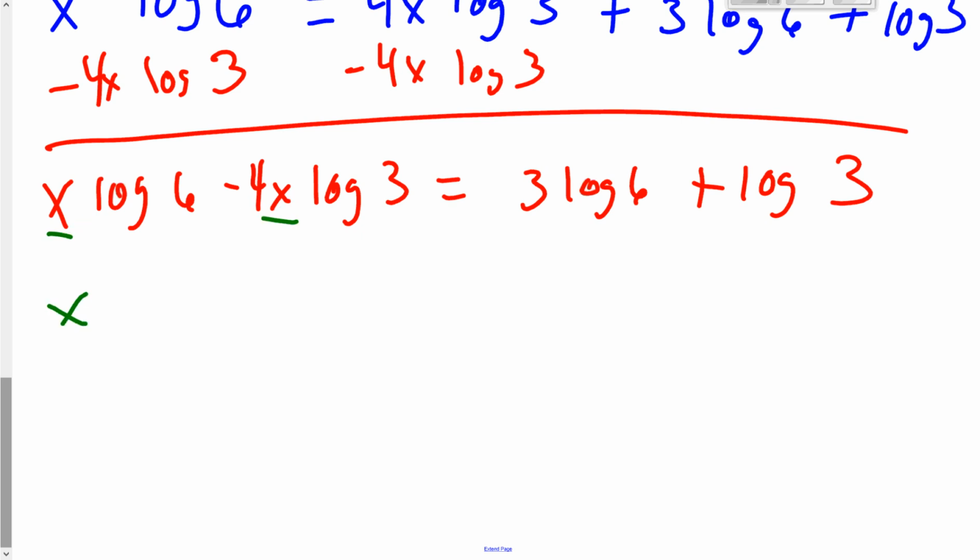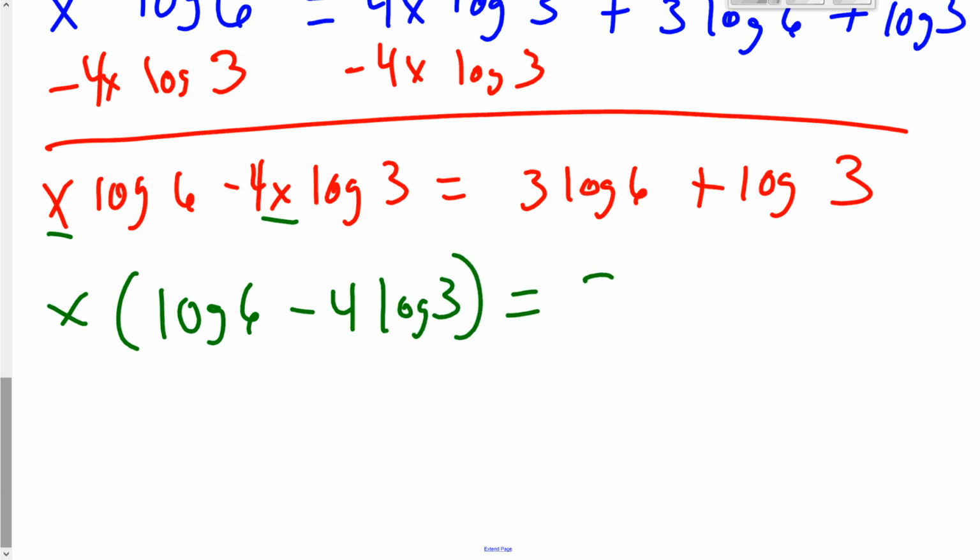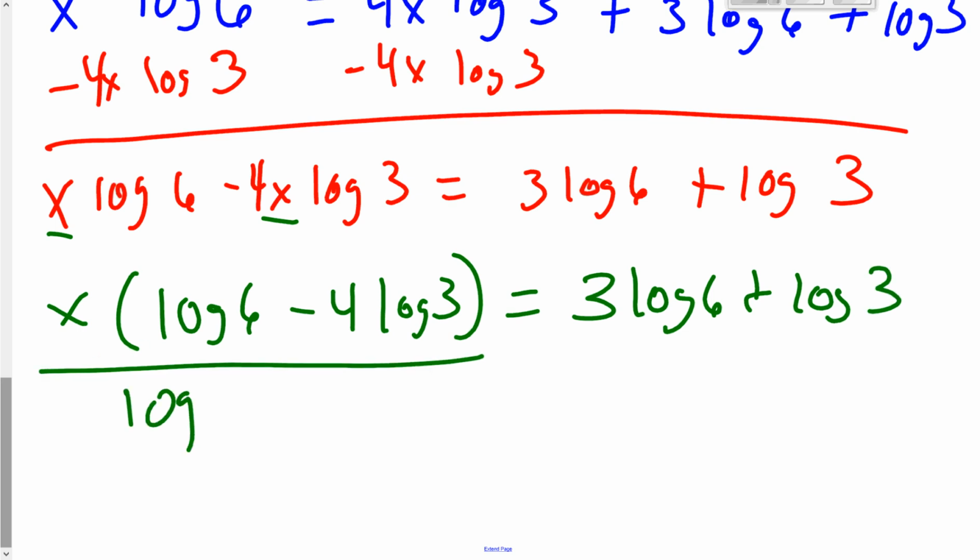On the left, we can factor out an x, right? So we pull out an x. What gets left is log base 6 minus 4 log base 3 equals 3 log 6 plus log 3. And then we can divide.